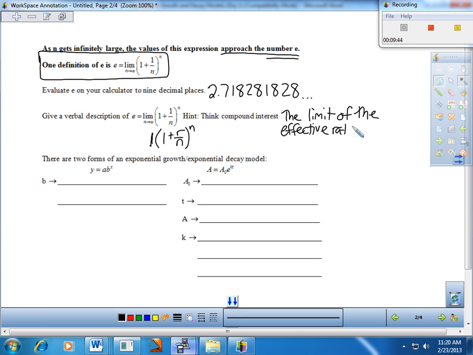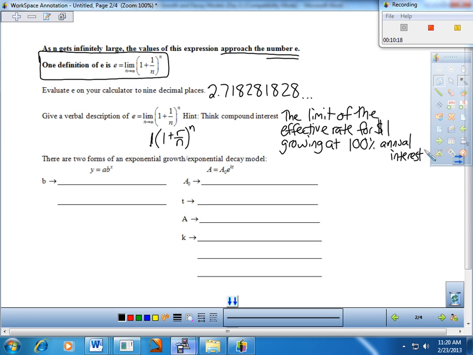And by limit, what we're saying is n is going to infinity, because n is getting larger and larger and larger, but it's approaching a particular value. And the limit of that is e in this case. So it's the limit of the effective rate for $1, here's the $1, growing at 100% annual interest. Kind of cool. And that's an interesting little verbal definition of what e is.